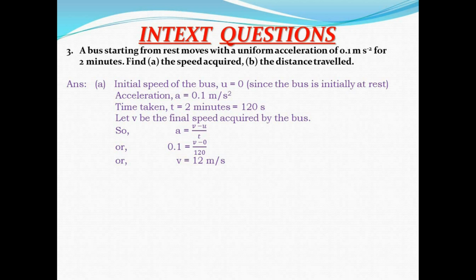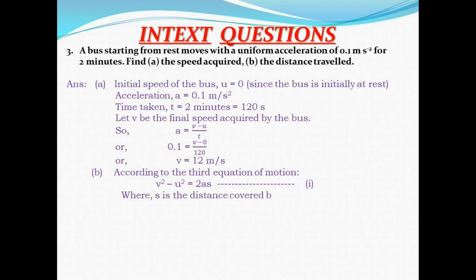As we know that from acceleration, a equals to v minus u divided by t. After putting the values, we get 0.1 equals to v minus 0 divided by 120. And after simplification, we get v equals to 12 meter per second. Moving ahead, according to the third equation of motion, we know that v square minus u square equals to 2as, where s is the distance covered by the bus.